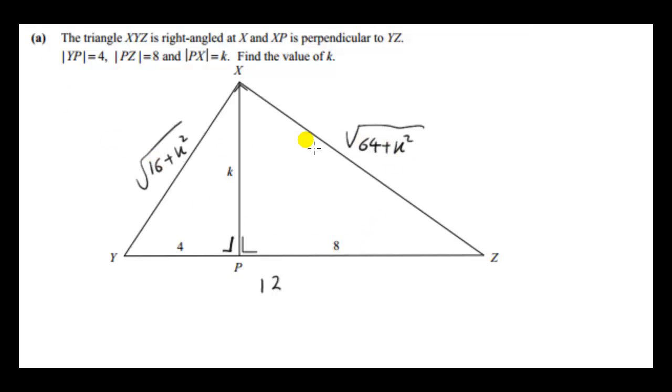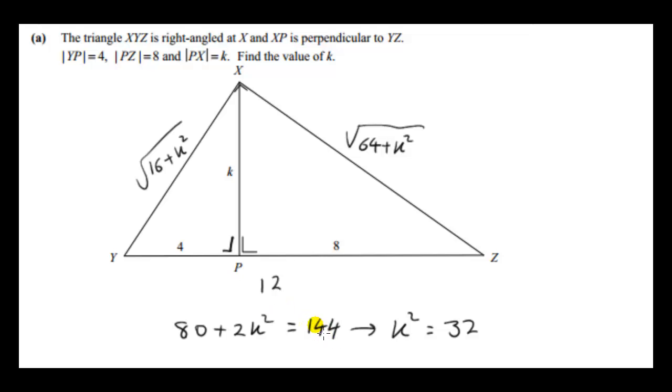So if we take the sum of the squares of the two short sides, what do we get? Well, if we square each of these and sum them, we get 16 plus k squared plus 64 plus k squared. So 16 plus 64 is 80. K squared plus k squared is 2k squared. Okay, so squaring these and summing them, we get this expression. And squaring the hypotenuse gives us 144.